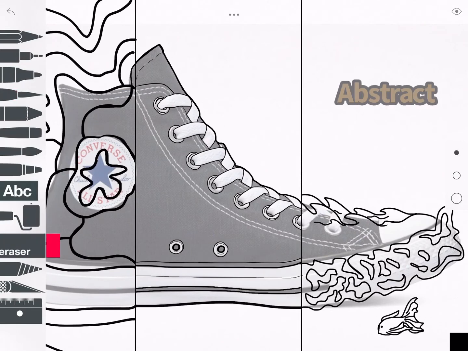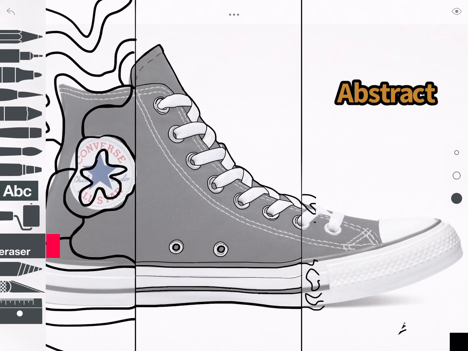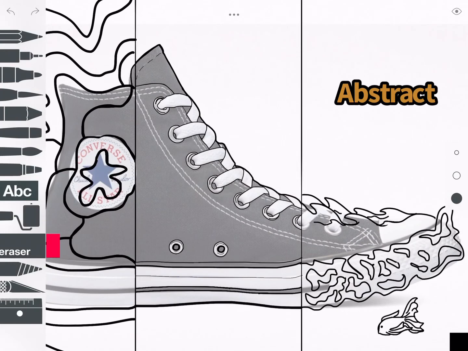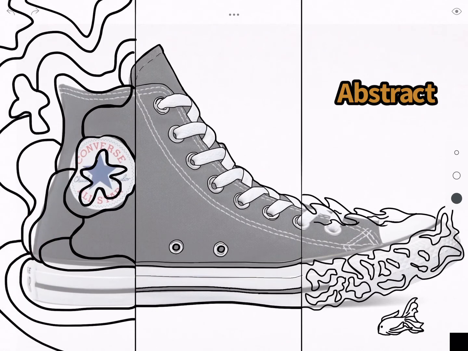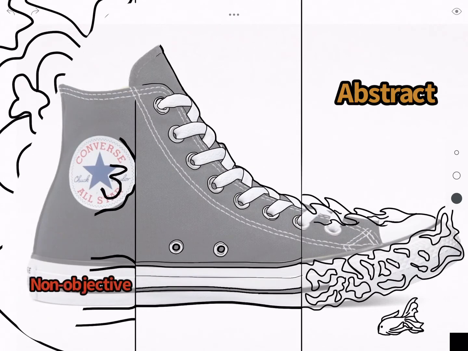For the right hand side, you should be doing abstract art. And notice I didn't actually draw the shoe. However, I used other images to kind of make up the shape of the shoe. I'm thinking I'm gonna turn this into coral and some waves for the abstract section. So I drew a fish down there at the bottom.